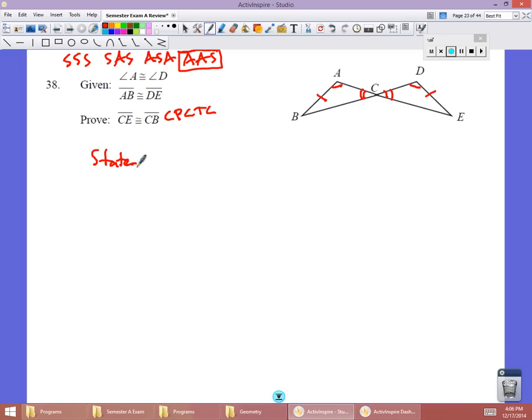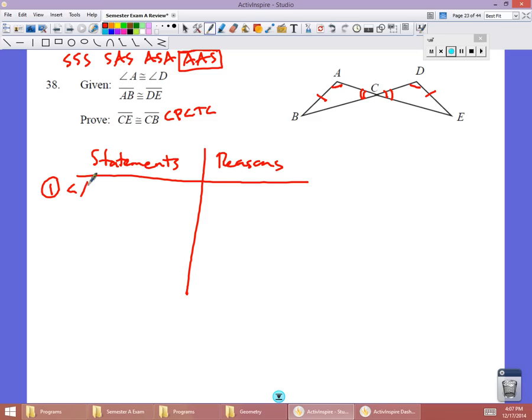Once again, we're going to write our statements and our reasons. If you want to write it as a flowchart proof, you could also do that. We're going to write this one as a two-column proof. Our first statement is just our first given statement. We have angle A is congruent to angle D, and the reason is that it is given.